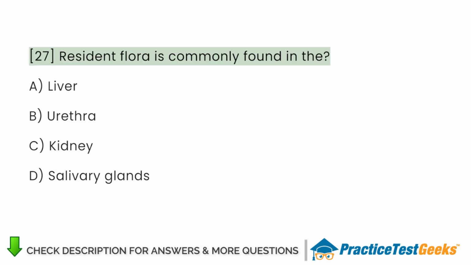Resident flora is commonly found in the A. Liver. B. Urethra. C. Kidney. D. Salivary glands.